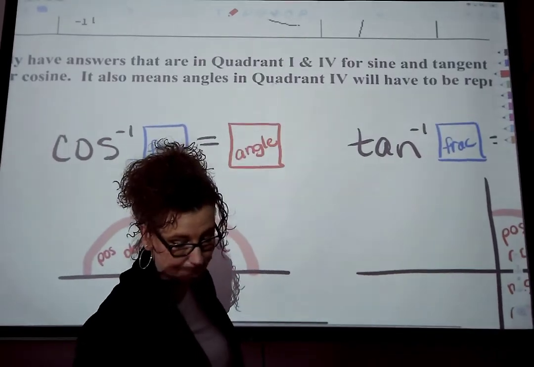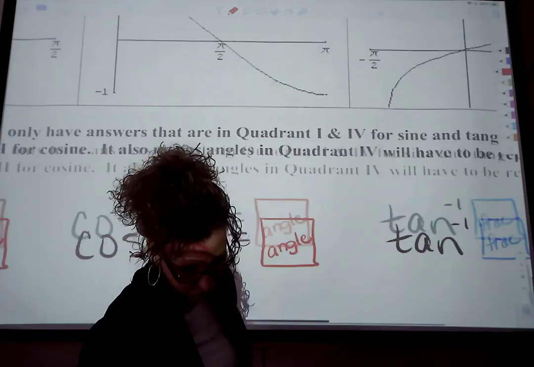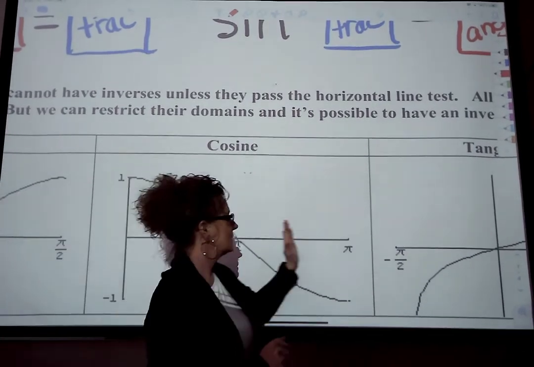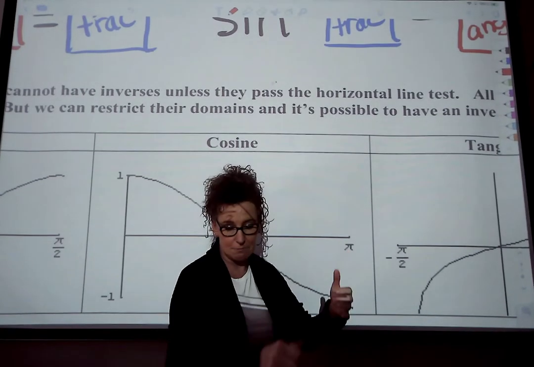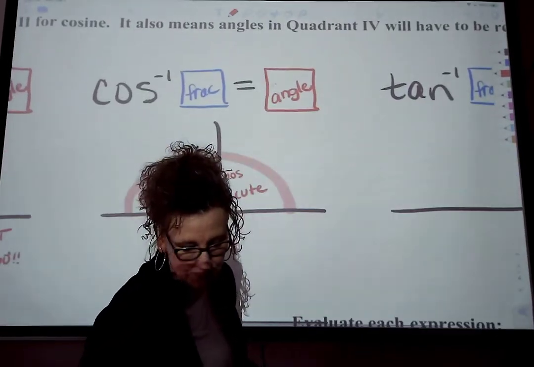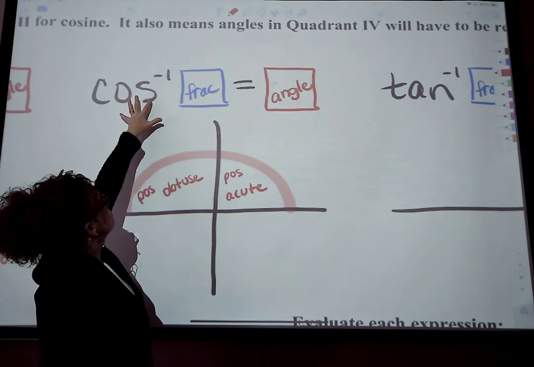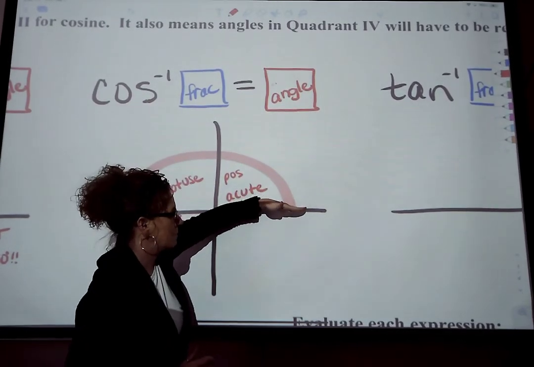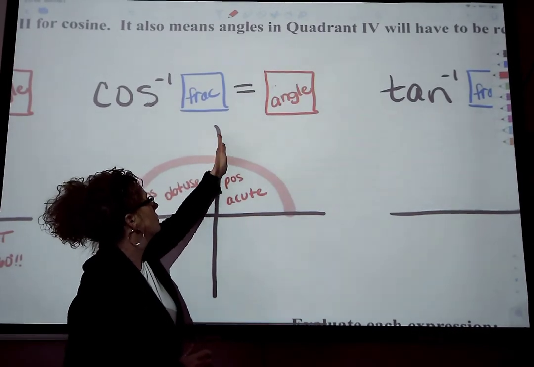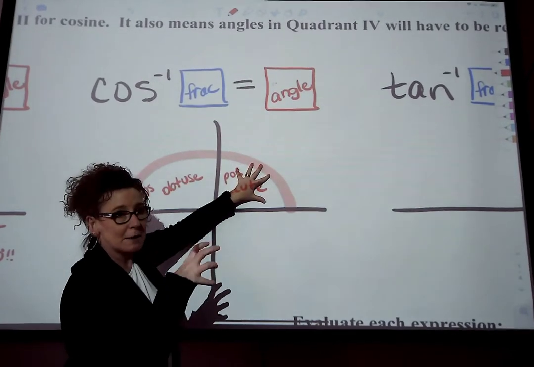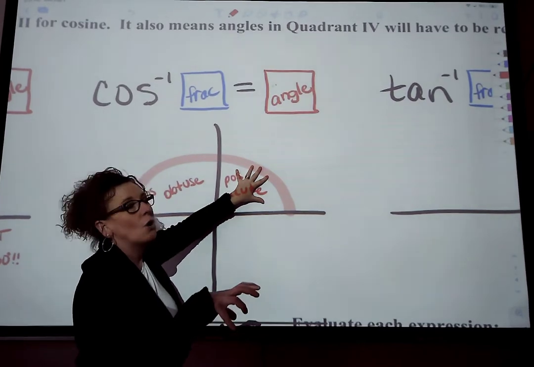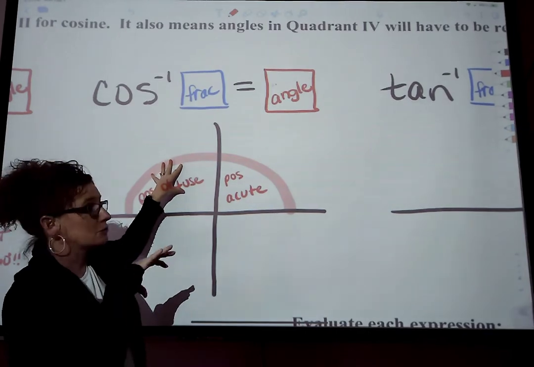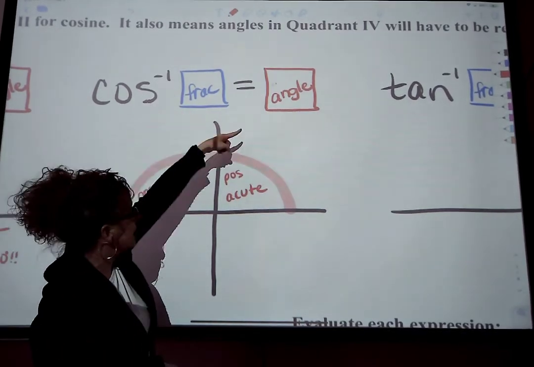All right, cosine. In case you have forgotten, for cosine we said all angles from 0 to pi are in our cone of shame. Here's what that looks like. When you do this kind of problem, your answer must come from 0 to pi. Your answer will be a positive acute angle, or a positive obtuse angle. That's it. Those are the only choices you have for an answer for cosine inverse.